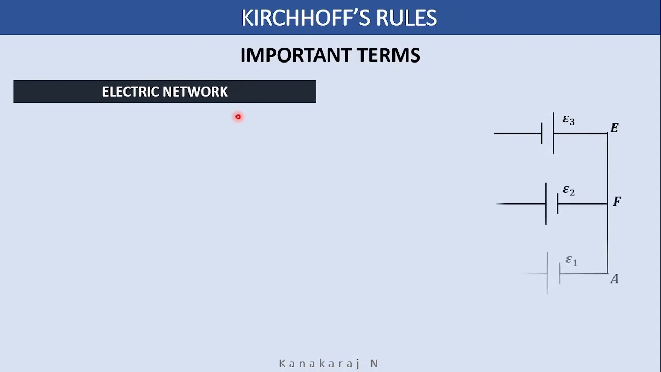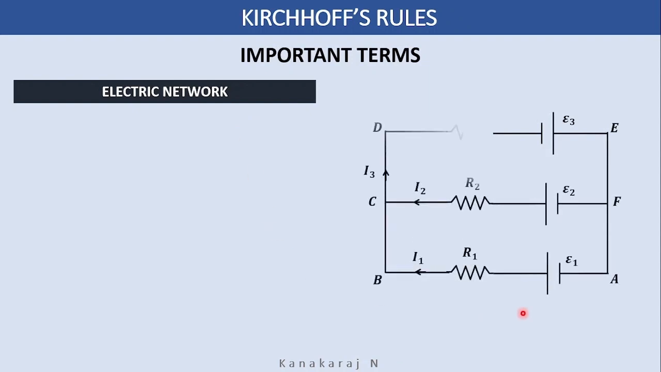Here a circuit diagram is given. Epsilon 1, epsilon 2, epsilon 3 are the EMFs, R1, R2, R3 are the resistances of the conductors, and the currents flowing through R1, R2, R3 are I1, I2 and I3 respectively. A complicated system of electrical conductors is called an electrical network.